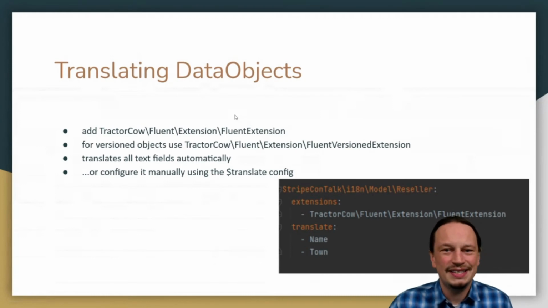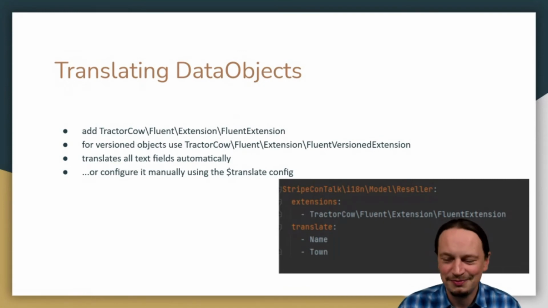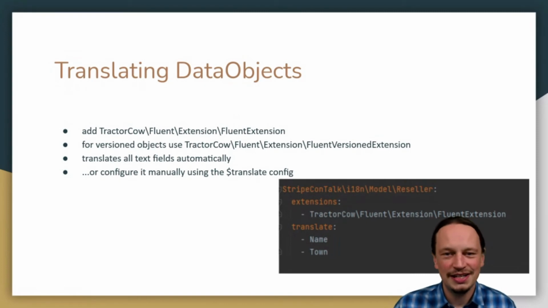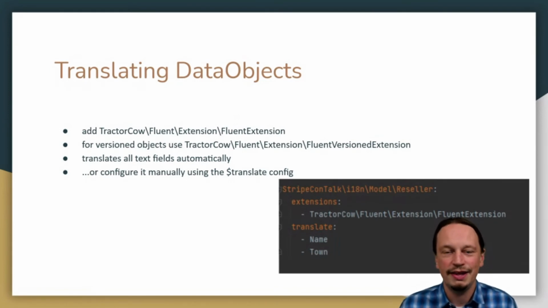When you want to translate data objects, you need to tell the data object that it should be translated. Well, okay, that should be clear. But how can you tell it the data object? Well, with Fluent, you just throw an extension on it, and then it can be translated. And these extensions are the Fluent extension for normal unversioned data objects, and the Fluent versioned extension for versioned data objects. And this extension translates all translatable fields automatically.